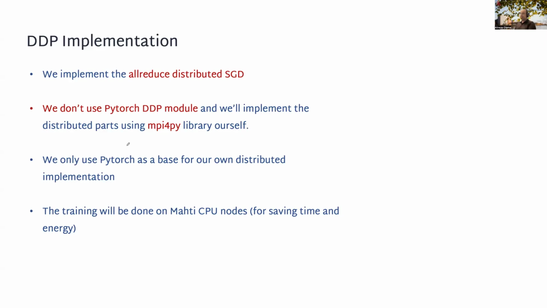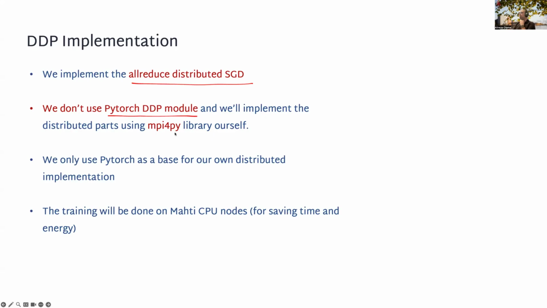So, we have only about 15 minutes. All right. So today I'm going to show you how you can implement this all reduce distributed stochastic gradient descent. We don't use the PyTorch distributed data parallel module because I'm trying to teach you how to implement it yourself, and we do it using the MPI for Py library, which is a Python wrapper around C++ MPI. Here we use PyTorch only as a base for our distributed implementation, for performing tensor operations and automatic differentiation, things like that. And we will train our model on Mahti CPU nodes just to save time, because GPU nodes take some time to allocate. But you can implement it, and you can use Mahti GPU nodes for experiments.